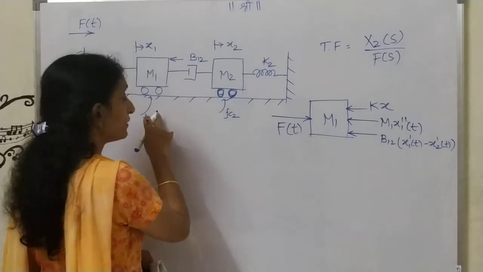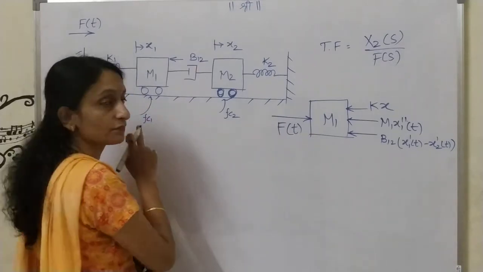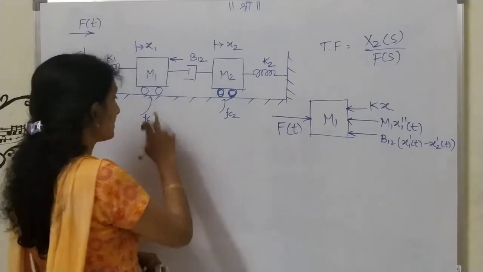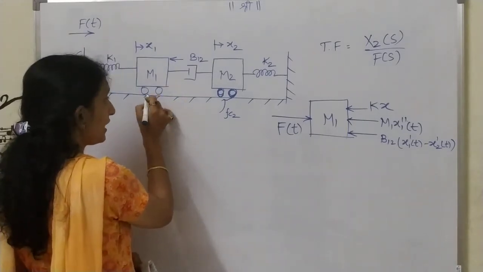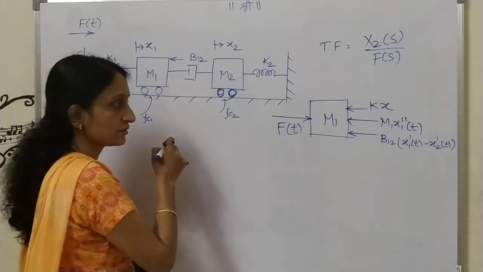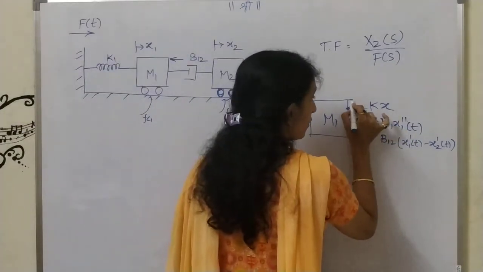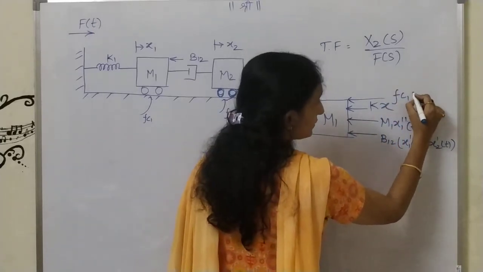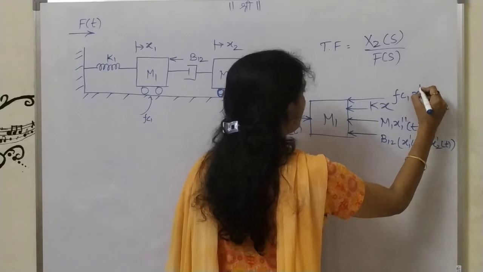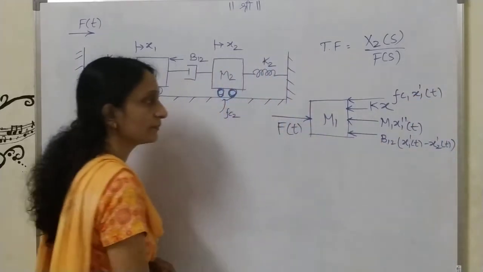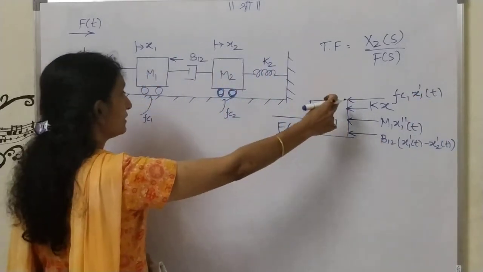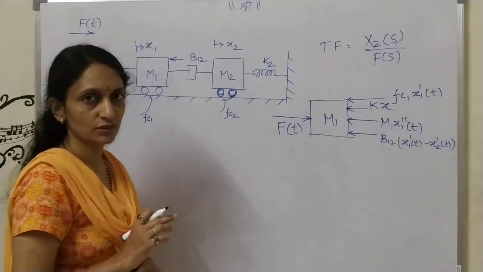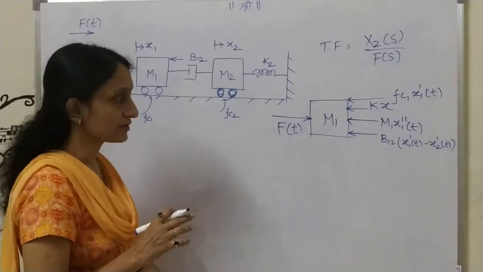Then one more force is left, that is the force because of friction. This force because of friction is not a common element, it is between the rigid contact and the surface of the wheels. But that force will also try to oppose the applied force. So I will show Fc1 x1 dash of t. So 4 components are there, and the forces because of these 4 components will try to oppose the applied force. So this is the free body diagram for mass m1.